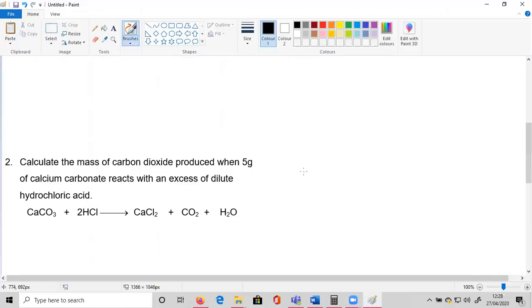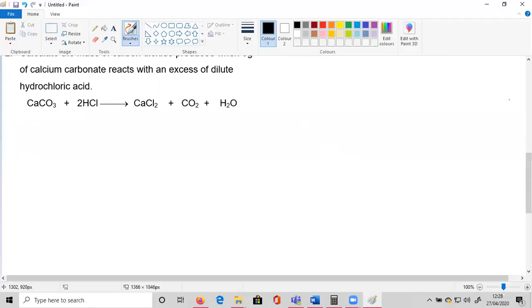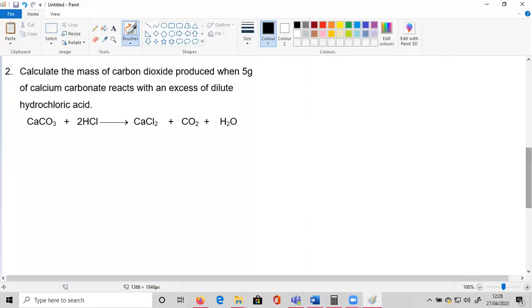The next question says, calculate the mass of carbon dioxide produced when 5 grams of calcium carbonate reacts with excess dilute hydrochloric acid. So again, you would write down this equation in your jotter, and you'd put the information that you're trying to find out and what you've got to work with.